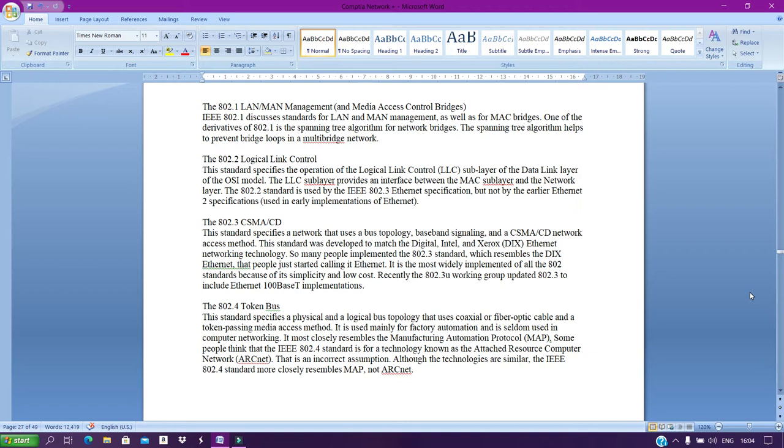802.2: Logical Link Control. This standard specifies the operation of the Logical Link Control, LLC, sublayer of the data link layer of the OSI model. The LLC sublayer provides an interface between the MAC sublayer and the network layer. The 802.2 standard is used by the IEEE 802.3 Ethernet specification, but not by the earlier Ethernet 2 specifications used in early implementations of Ethernet.